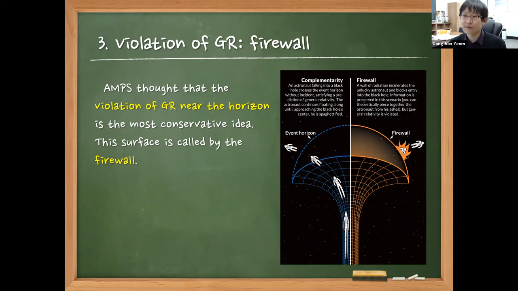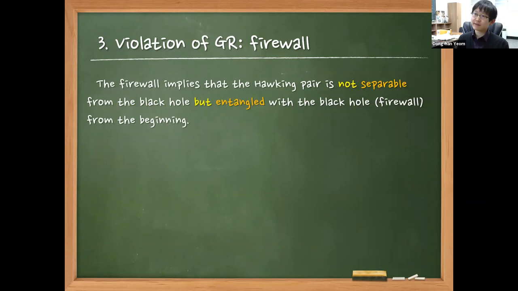So the firewall implies that the Hawking pair is not separable. If there is nothing special near the horizon, then the particle-antiparticle pair near the horizon must be a separable pair. However, if there is a physical membrane or physical firewall near the black hole horizon, then the particle-antiparticle pair is not necessarily a separable pair. It can be causally entangled with the black hole itself based on local interactions. So it's not separable from the black hole, but entangled with the black hole or firewall from the beginning, and this may resolve the tension between the assumptions.